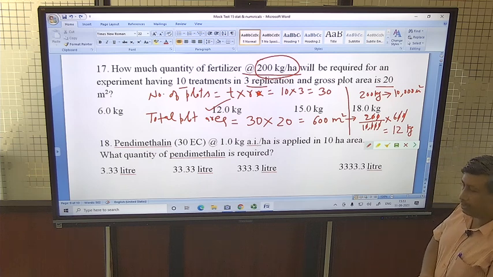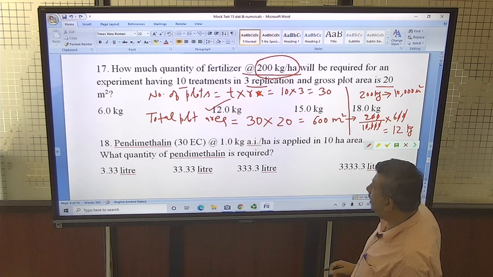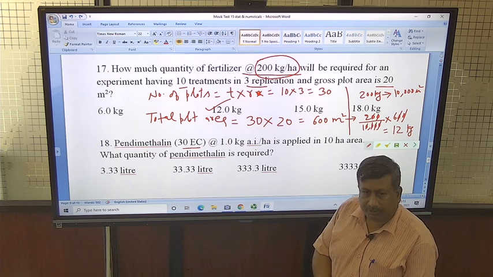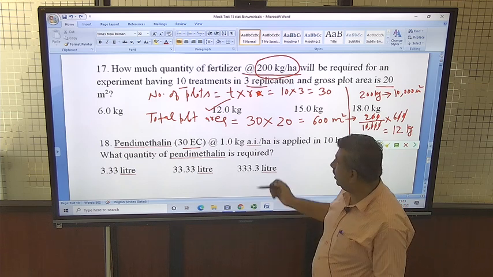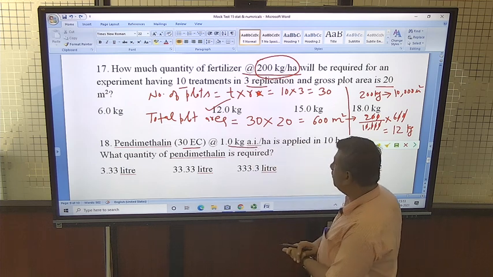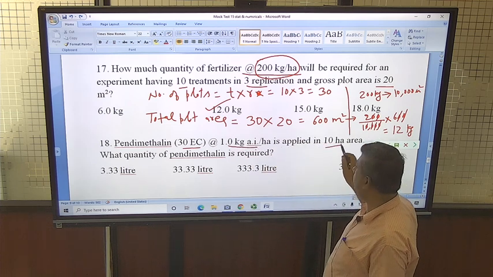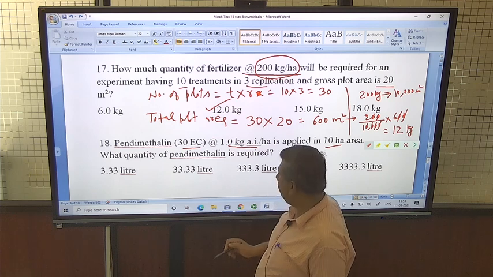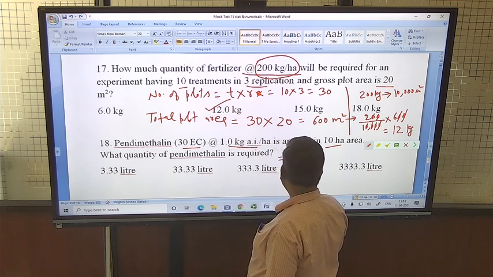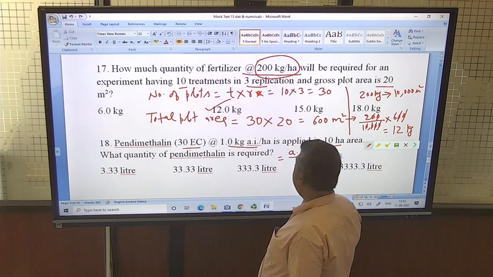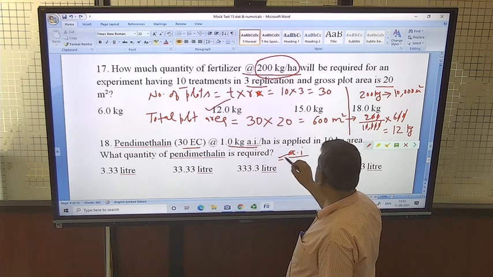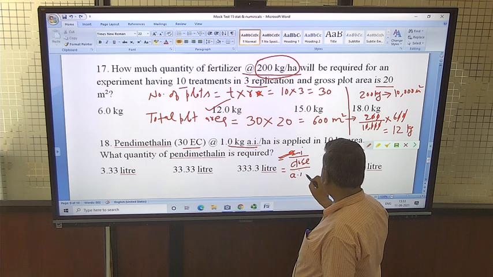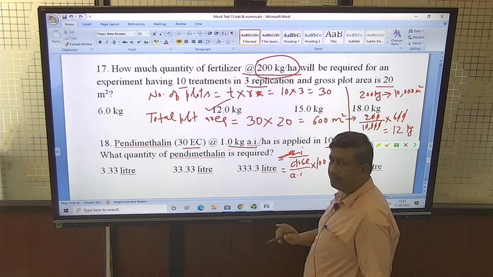Next question is on herbicide dose. Pendimethalin 30 EC. 30 EC is the formulation, meaning 30% is the active ingredient and the formulation is an emulsifiable concentrate, at the rate of 1 kg AI per hectare in a 10 hectare area. What quantity of pendimethalin is required? So the dose of any herbicide is decided by a formula. This is calculated as dose divided by AI, then multiplied by 100. So this is for 1 hectare area.